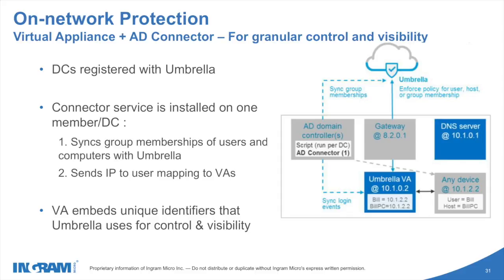First, it continuously syncs the group memberships of users and computers with the cloud service. And second, the connector service views the local IP that users and computers authenticated from and sends those mappings to the virtual appliances. The virtual appliance can now embed a unique identifier that the cloud service will translate for control and visibility per Active Directory user or computer. Note that today only a single domain is supported.